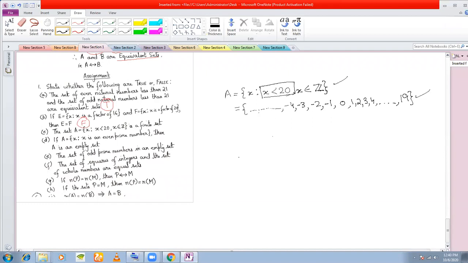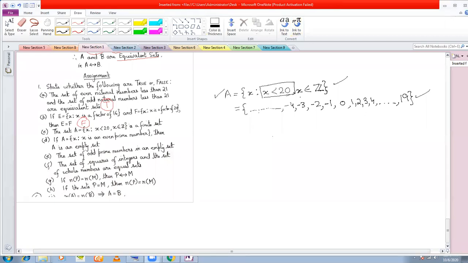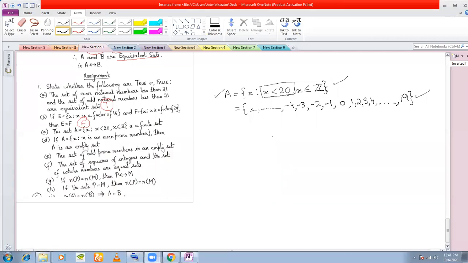Now the question here is whether the set A is a finite set. Who can tell me? Is it a finite set? Sir, it is not a finite set. Yes, it is an infinite set, because the negative integers are infinite, we are starting from the left side. Very good. So we call this false, because A is actually an infinite set.